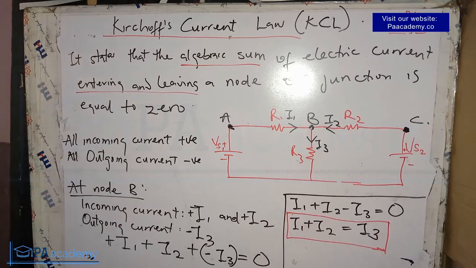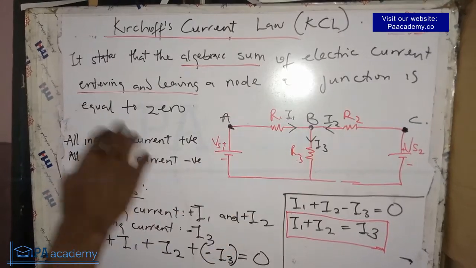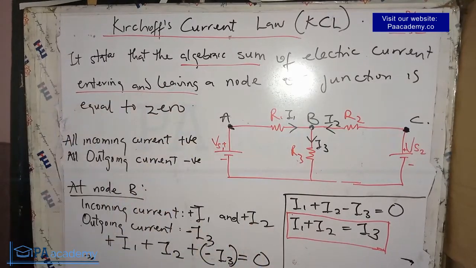This is based on Kirchhoff's current law. It says that the algebraic sum of electric currents entering or leaving a node or a junction is equal to 0. We can also say that for Kirchhoff's current law, the total current that is entering a node is equal to the current that is leaving that node.